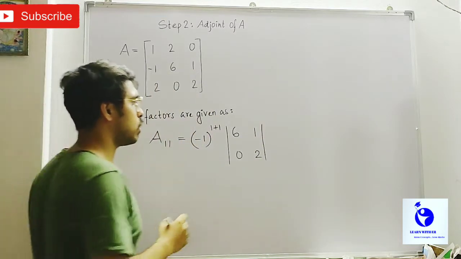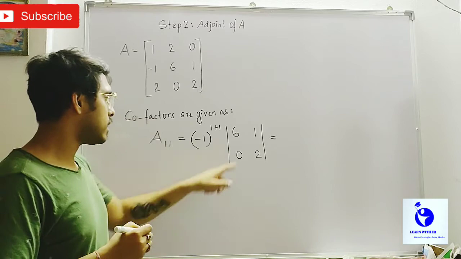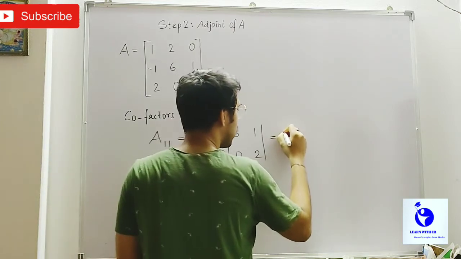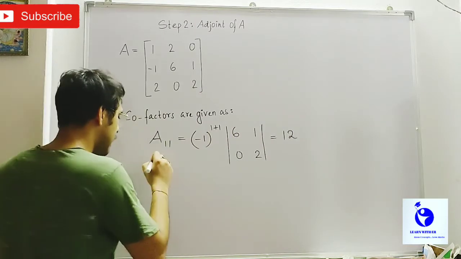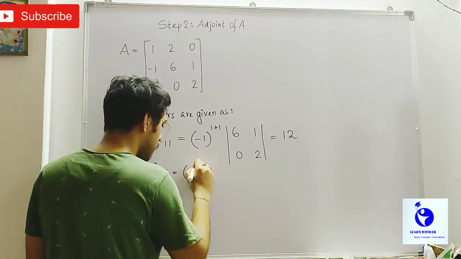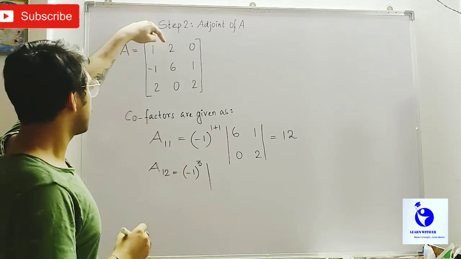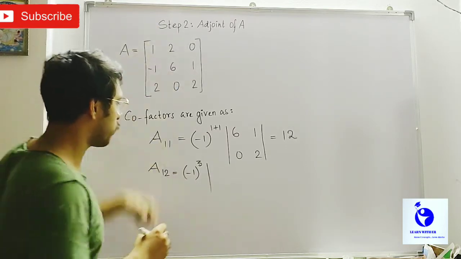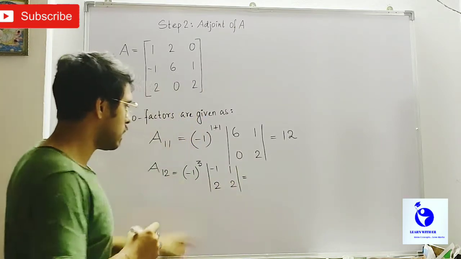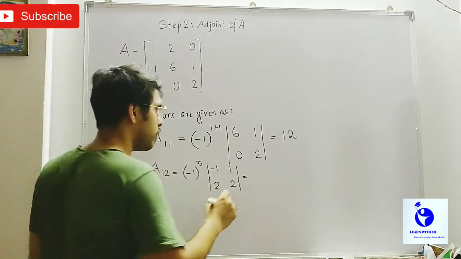So that is A11. So let us proceed with the answer. So the answer will be minus 1 to the power of 2, that is simply 1, and 6, 2, 0, 1. The determinant of that will be 6 into 2 minus 0, that is simply 12. So 12 into 1 will give you 12. Okay. Then A12. So A12 will be minus 1 to the power of 3, and the minor will be this one and this one will get cancelled. So minus 1, 1, 2, 2. So that will be minus 1 into 2, that is minus 2. Minus 2 into 1, that is 2. So minus 4 in total into minus 1, that is simply 4.